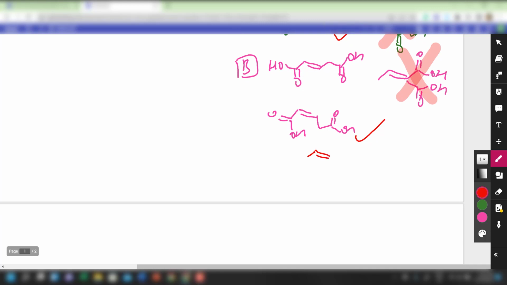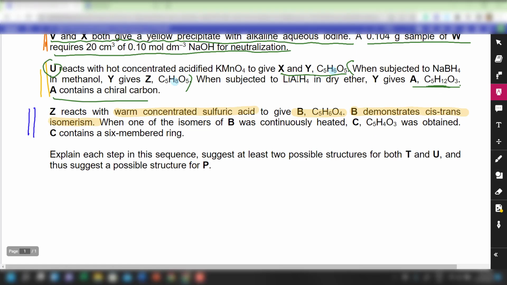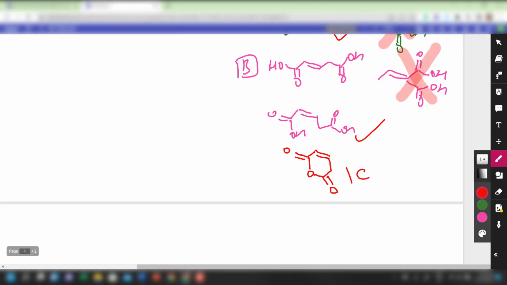So it will look like this, like O here, and then like this, double bond O. Okay, so this is, what's the alphabet? C. So this is C. Okay, when it's continuously heated.